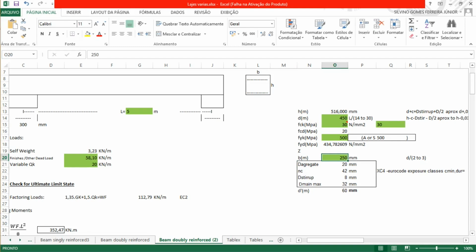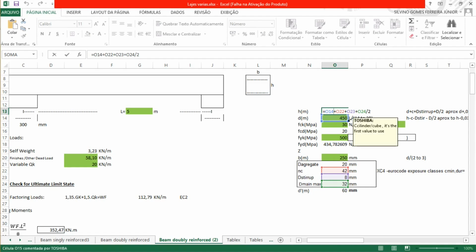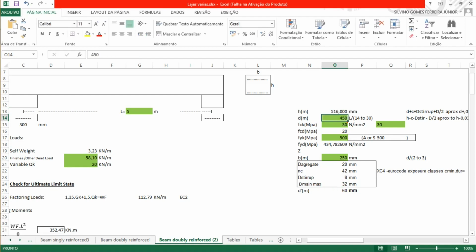Okay, so the total depth will be simply the effective depth plus the nominal cover, plus the diameter of the links, stirrups, plus half of the diameter of the main rebar on the bottom. That gives us, we are adopting here, 560. I'll tell how I got this nominal cover. I got it from the Eurocode.